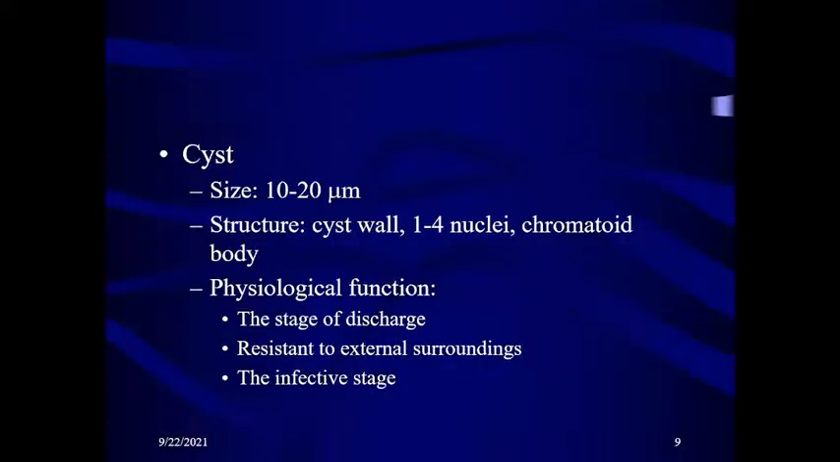Now, there is a cyst form, apart from the trophozoite form. The trophozoite is the infectious type. The cyst is 10 to 20 micrometers. The structure has a wall and 1 to 4 nuclei with chromatoid bodies. Physiological function, depending on the stage of discharge, they are resistant to external surroundings, then they transform to become infectious stage with time.